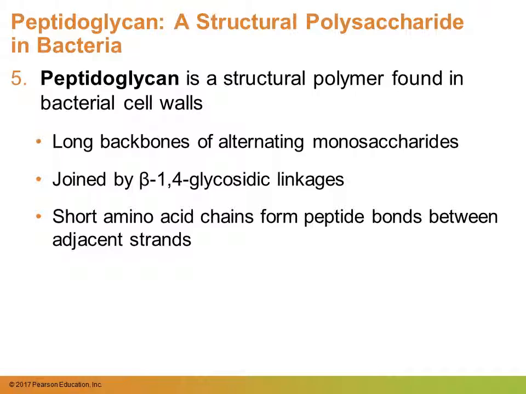Another type of sugar is peptidoglycan, and this one is also a structural polymer, and it's so strong that it protects the cells of bacteria. And so this is why it's so important to take antibiotics over a period of time, because most antibiotics interfere with or disrupt cell wall formation, and it too is made from beta 1,4 glycosidic linkages.